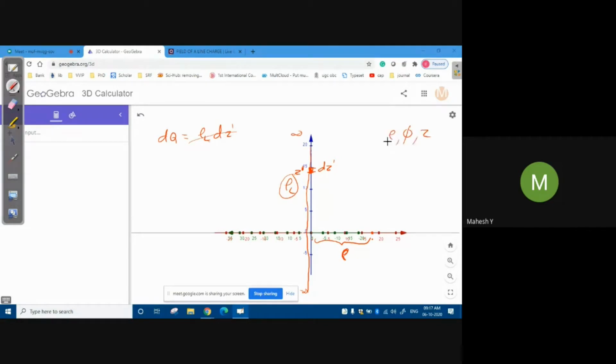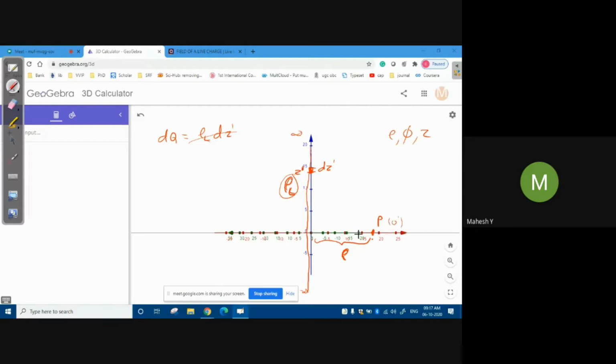Rho is the radius of the cylinder which we are considering. This rho L is different. So we consider a point P at a distance rho at any angle phi, because electric field intensity doesn't depend on which angle we are keeping, right? And I'm keeping it in the origin axis, so the z component will be 0.